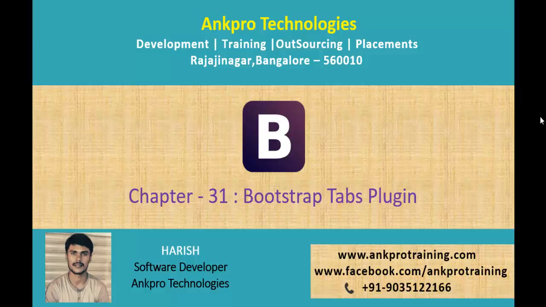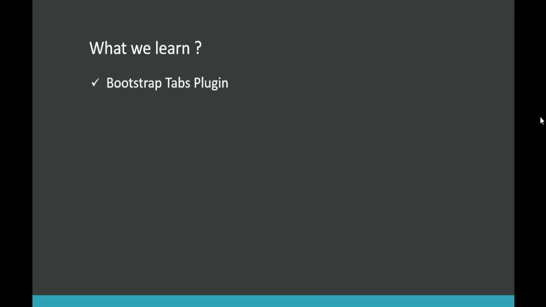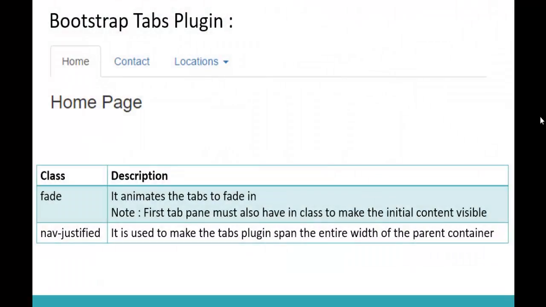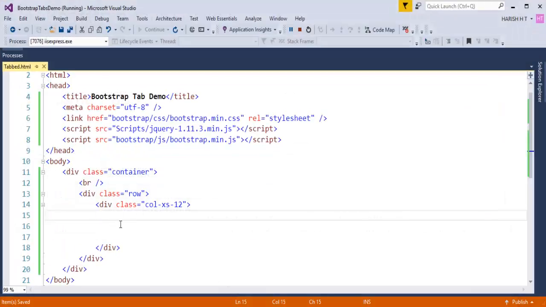My name is Harish. In this session, we are going to learn how to build the Bootstrap tabs using the tabs plugin. So here you can observe an image. We are going to build this type of tab, which consists of home, contact, and locations. And the other important point you have to keep in mind, this location is a drop down. So as of now in this session, we are going to build this tab which consists of three elements: home, contact, and locations. So now, without wasting much time, let me jump into Visual Studio and let me start coding for the tab.